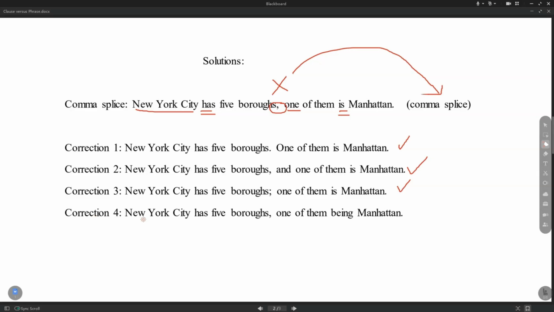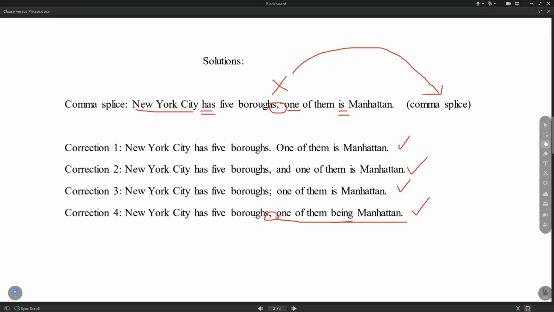And here is correction 4. New York City has 5 boroughs, one of them being Manhattan. Now, what have I done here? Remember our discussion of phrases? A phrase is a group of words with neither a subject nor a verb. By changing is to being, I have successfully created a phrase structure here. Therefore, the comma is now correct.